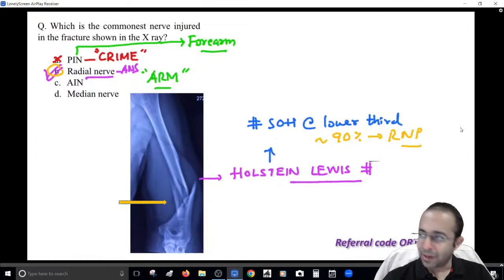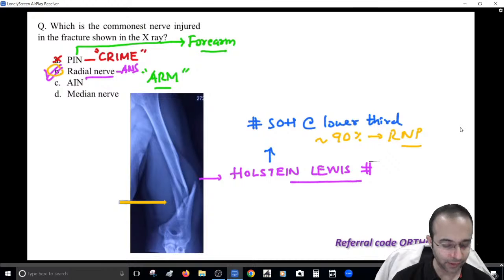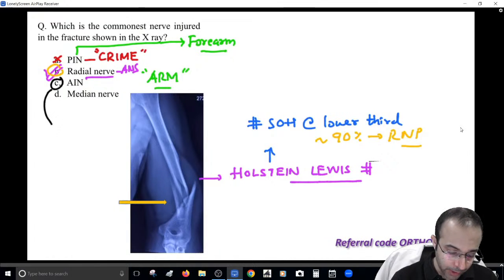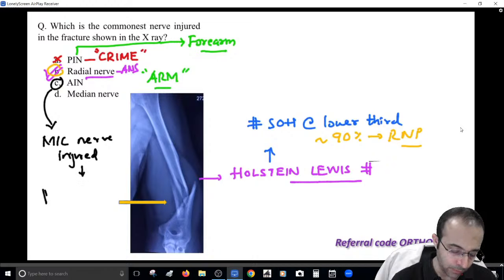Now people who were answering it as median nerve and AIN, can you help me out, what diagnosis was in your mind? Like Harry, you answered it as AIN, so there must be some kind of diagnosis in your mind also. Okay, so Harshil says this is supracondylar humerus, so that's why he's answered it as AIN. Okay, well, I'll tell you my opinion here. AIN would be the most common nerve injured when you are dealing with a supracondylar humerus fracture.